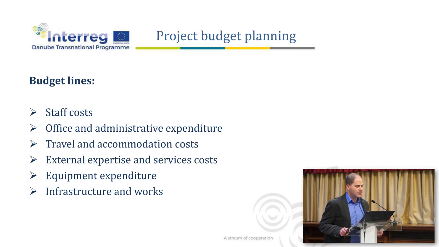So you would have the costs of work package 1 split into 6 different categories. Budget lines in our program are staff costs, office and administrative expenditure, travel and accommodation costs, external expertise and services costs, equipment expenditure, and infrastructure and works. So within each of the work packages, you need to structure the financial information within these budget lines, within these budget categories. A detailed overview of each of these categories will be provided by my colleague in a later presentation.